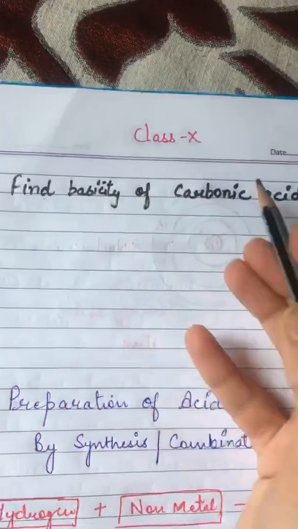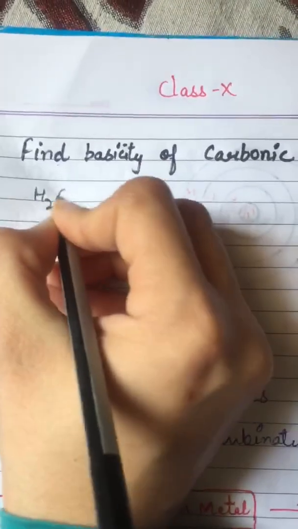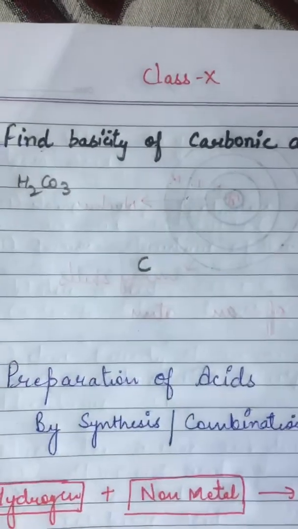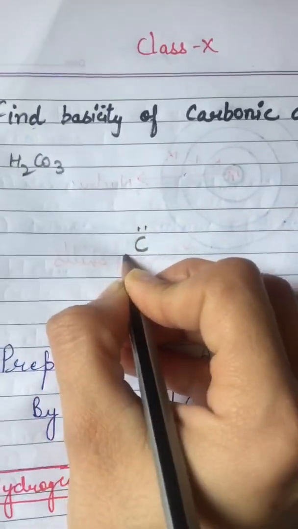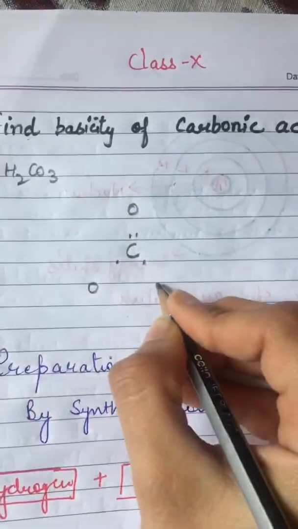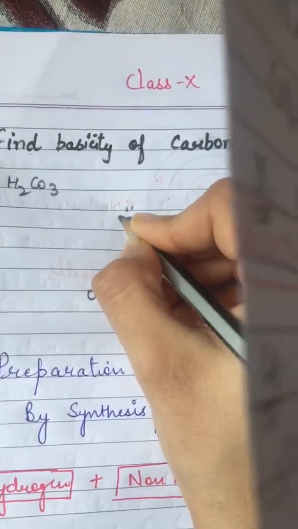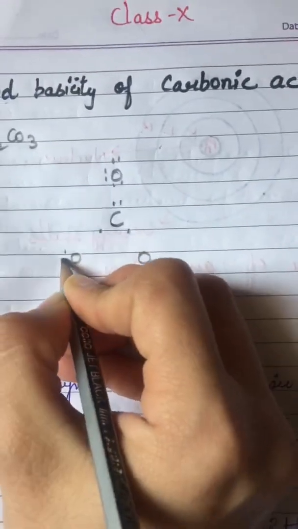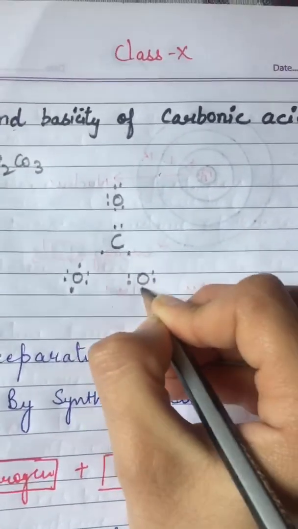Now let's find out how to find the basicity of carbonic acid. Carbonic acid is H2CO3. In the outermost shell of carbon, we have 4 electrons: 1, 2, 3, 4. CO3, O1, O2, O3, each oxygen has 6 electrons: 1, 2, 3, 4, 5, 6.